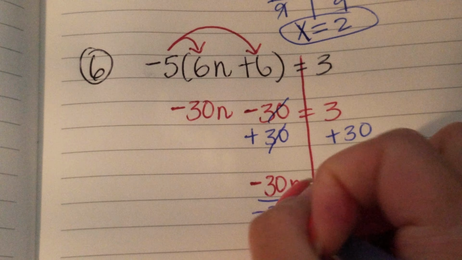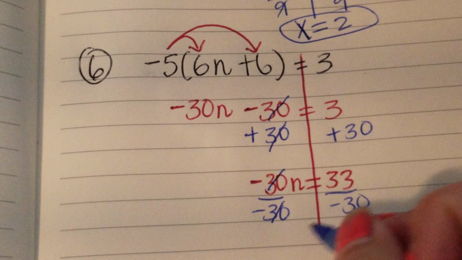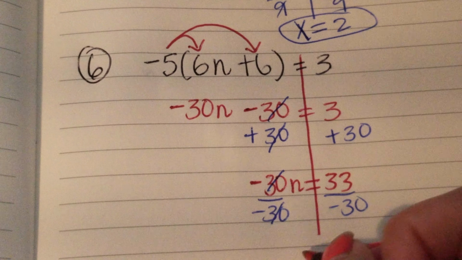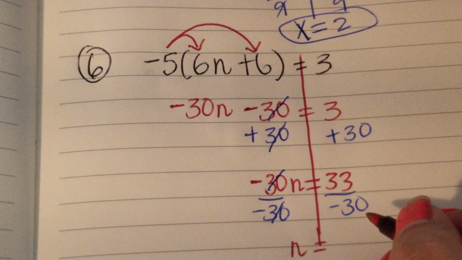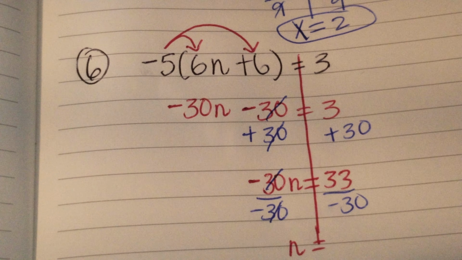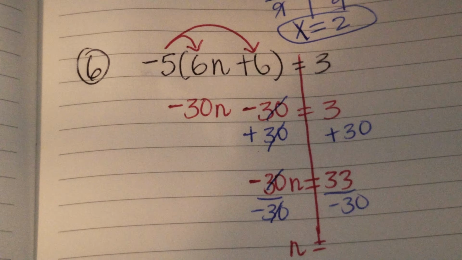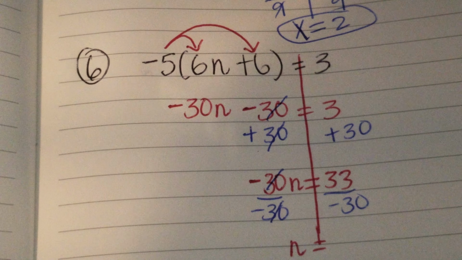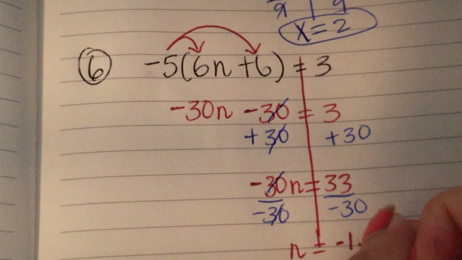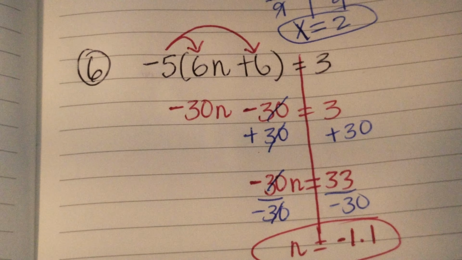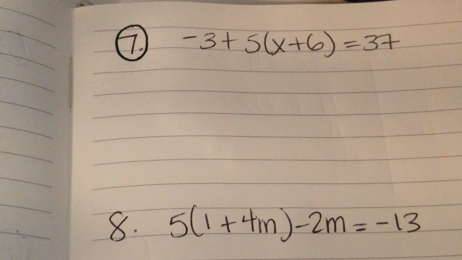divided by 30 on both sides. This will cancel out, so we get n equals 33 divided by 30. I thought I did something wrong there, but no, that is correct. 33 divided by negative 30, that will give you negative 1.1. Okay, so if you got negative 1.1, that will be correct. Okay, so let's do together 7 and 8.